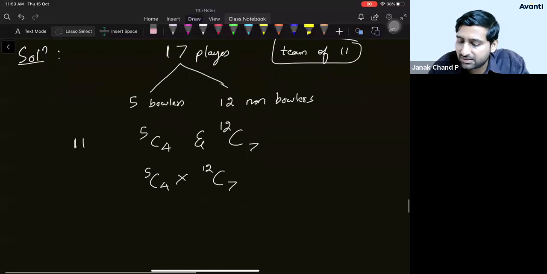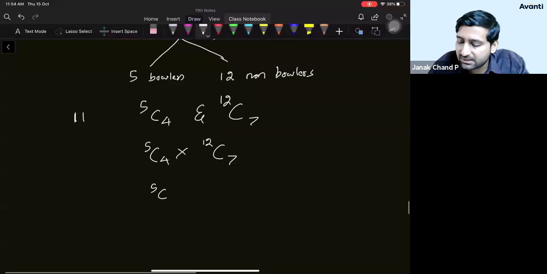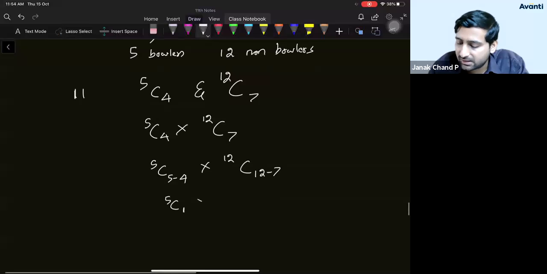Okay, just calculate this, student. It looks like this number is very big, right? So when I say big, student, this is very close to this. If this number is close to this, then this is considered as bigger. As you can see here, even 7 is very close to this. So we can write this as 5C(5-4) into 12C(12-7). I told you, student, whenever this is bigger, I can replace that bigger with the difference of these two. So this is 5C1 into 12C5.